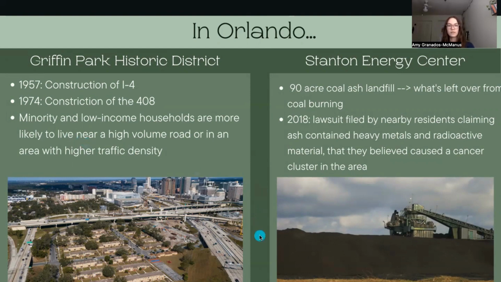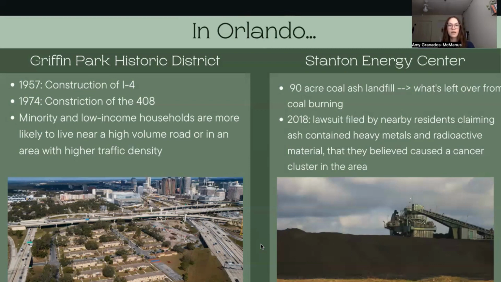An example of pollution in Orlando comes in the form of coal ash, which is residue from combusting coal for electricity and can contain mercury, cadmium, and arsenic, which are linked to cancer and other diseases. For multiple decades, residue from the Stanton Energy Center was dumped into nearby pits, creating a 90-acre coal ash landfill. In 2015, the EPA created national regulations for coal ash.